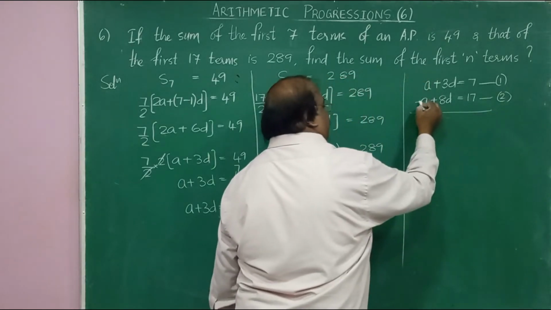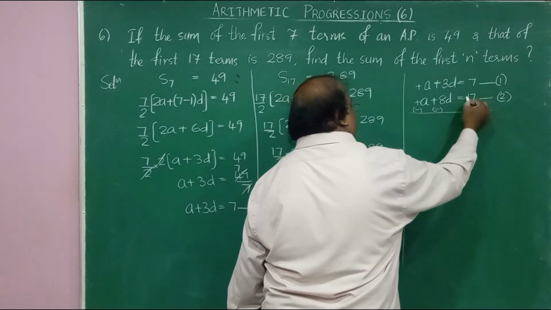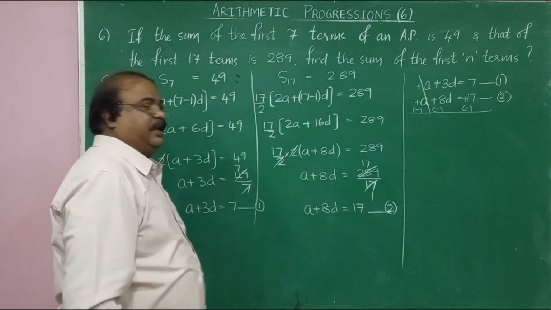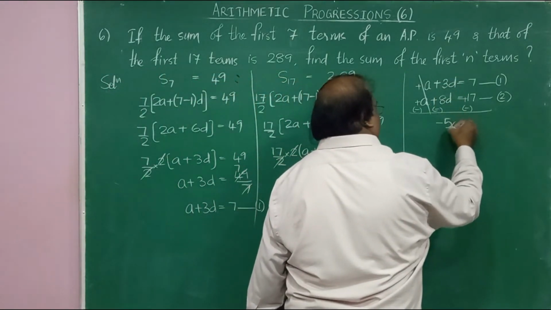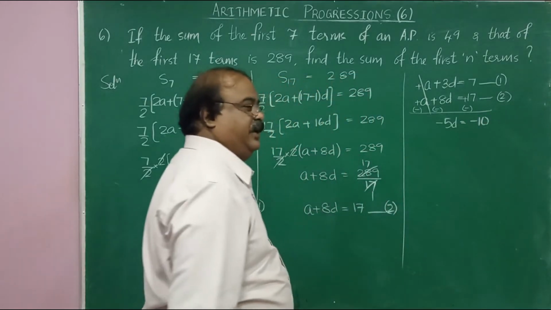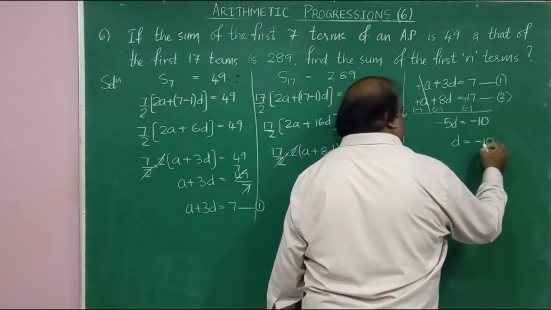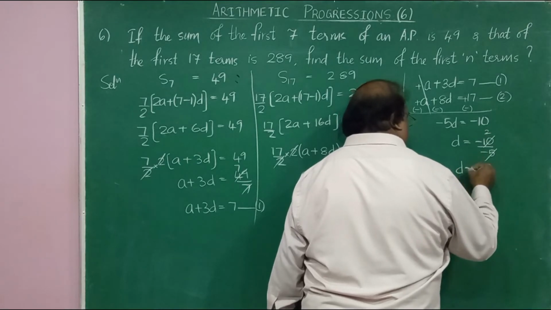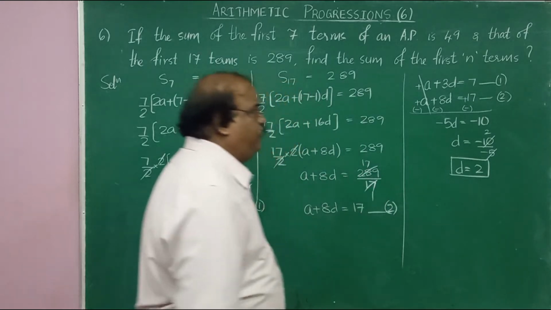So I have to subtract equation 2 from equation 1. When you subtract, plus A and minus A cancel. Minus 8 and plus 3 makes it minus 5D is equal to minus 10. So what is D? Minus 10 upon minus 5. So D is 2. I know the value of D.